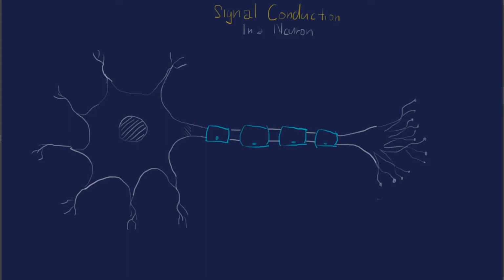Okay, now we're going to be talking about how this signal is transmitted through a neuron. But before we start talking about the signal conduction itself, first we should start talking about the resting potential. So let's zoom in maybe on this part of the membrane of a neuron. Here down. Okay, so first, what actually is resting potential?